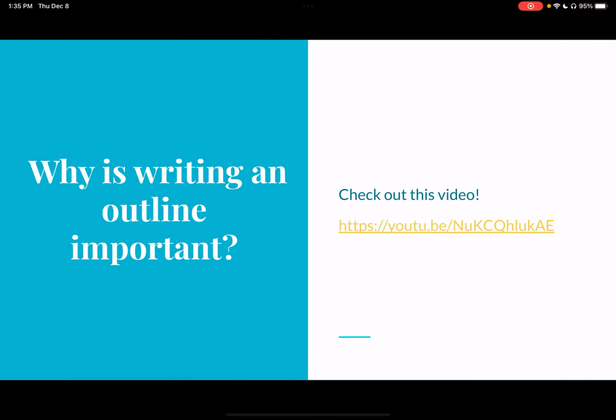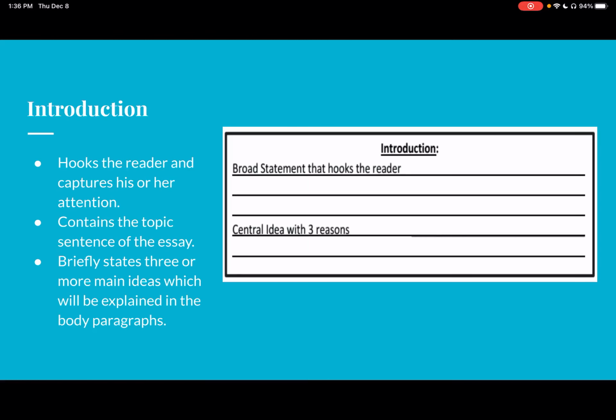Okay, so I'm going to stop it short because he touched on exactly what I was going to lead into, which is the basic structure of an outline. Let's start with the introduction. Your introduction should hook the reader to capture his or her attention.